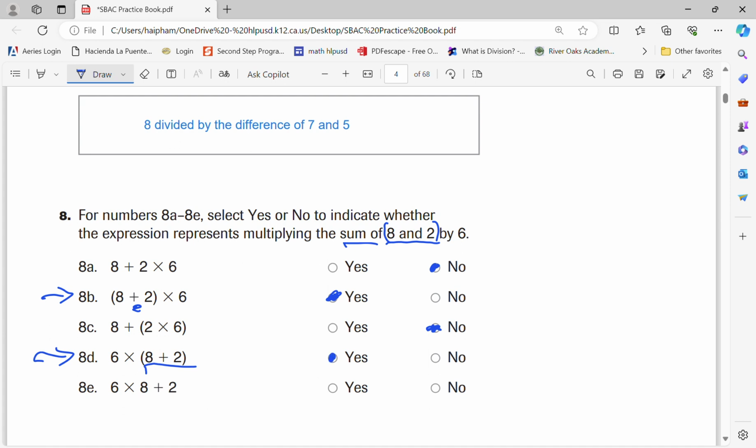Last, we have 6 times 8, plus 2. Using the order of operations, you would multiply the 6 times 8 first, which makes this a no.